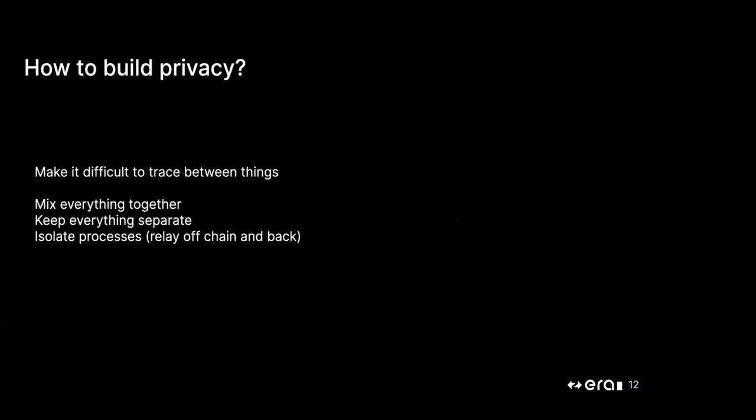So, all right, one quick slide on some general themes I see when building privacy into things. The goal is usually just to make it difficult to trace between stuff, and you can mix everything together, like in Tornado Cash. All the money ends up in one pot, and so you can't tell which withdrawers are tied to which depositors. Another thing is just keep everything separate.